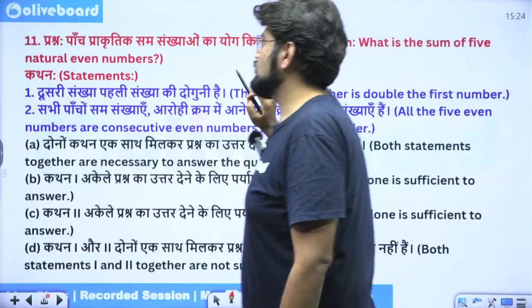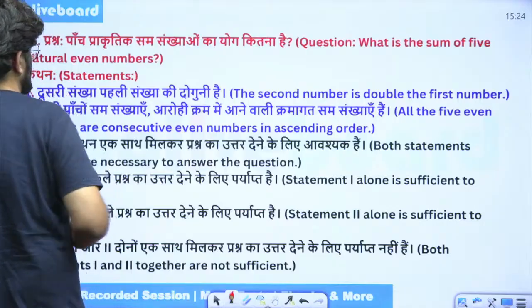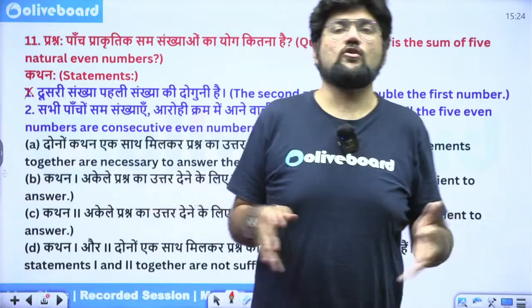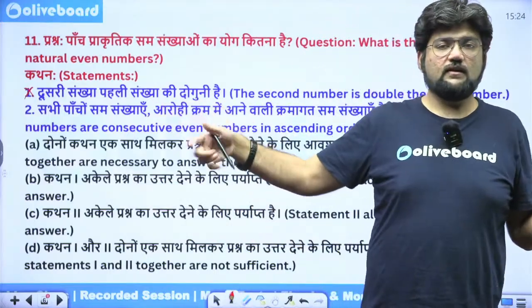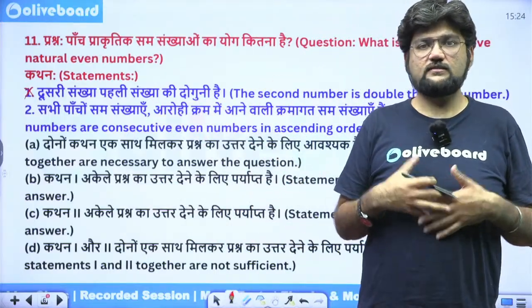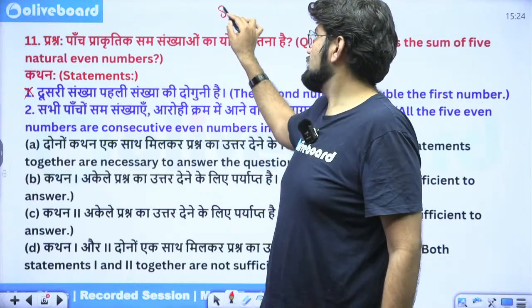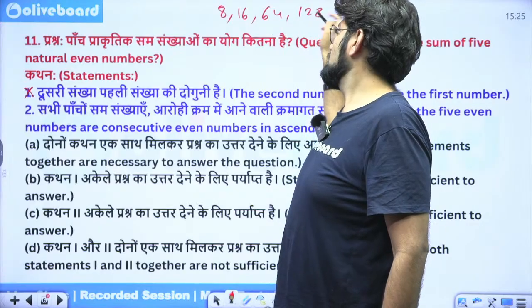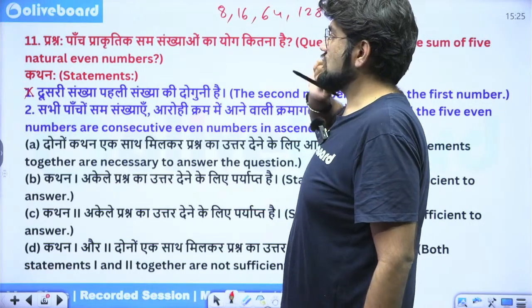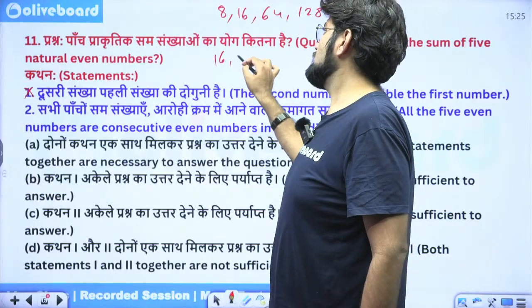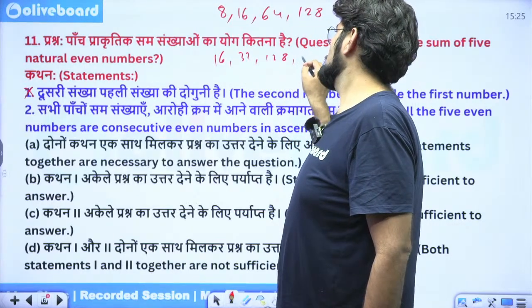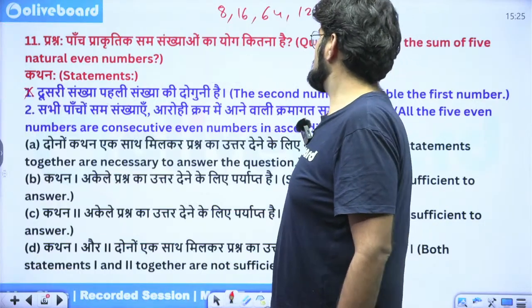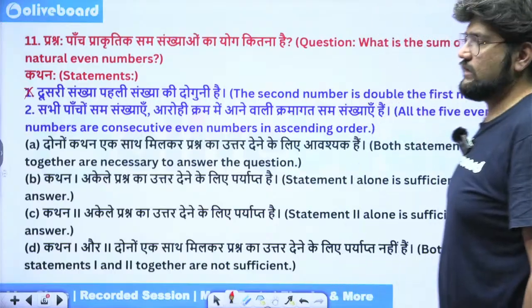A lot of you will get confused and you will find out the answer from 1 alone, but it is not sufficient. So you have to realize and deduce from here only that we don't know whether they are consecutive or not. They can be random 5 even numbers. Even if the second one is double of the first one, it's still useless to me. For example, I'll have 8, 16, maybe some other random number, 64 and 128. These are all even numbers. They're all natural numbers. Or I can have 16, 32, 128, 256. I can have this also. Right? Second is double the first. But this is not how it is going on. So I cannot conclude anything.